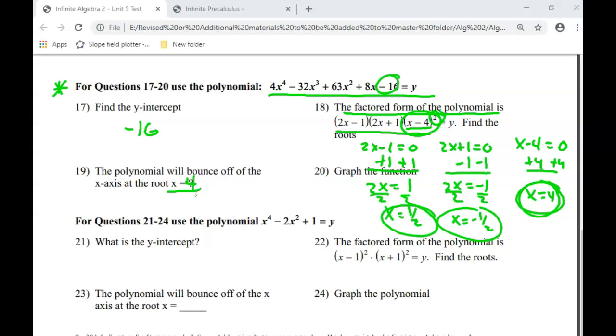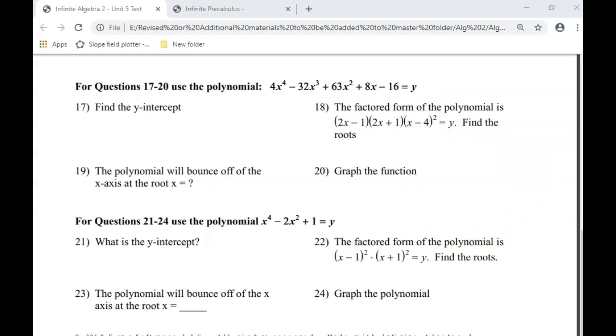Okay, so now we're ready to graph this thing. Here's how we'll graph it. And I guess I won't make it so big. So at x equals a half, I'll put a little dot right there. At x equals a negative half and x equals a positive half, we have roots. We also have a root at 4. Now we know at this root, it bounces off of the x-axis. We also know our y-intercept was negative 16.